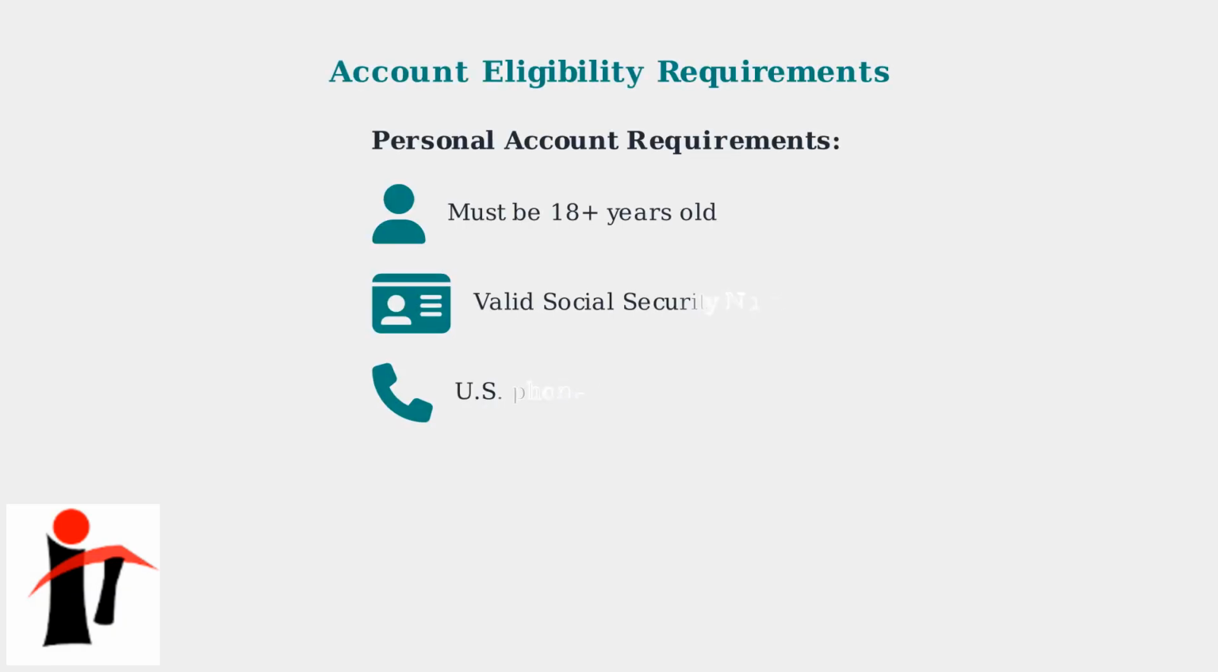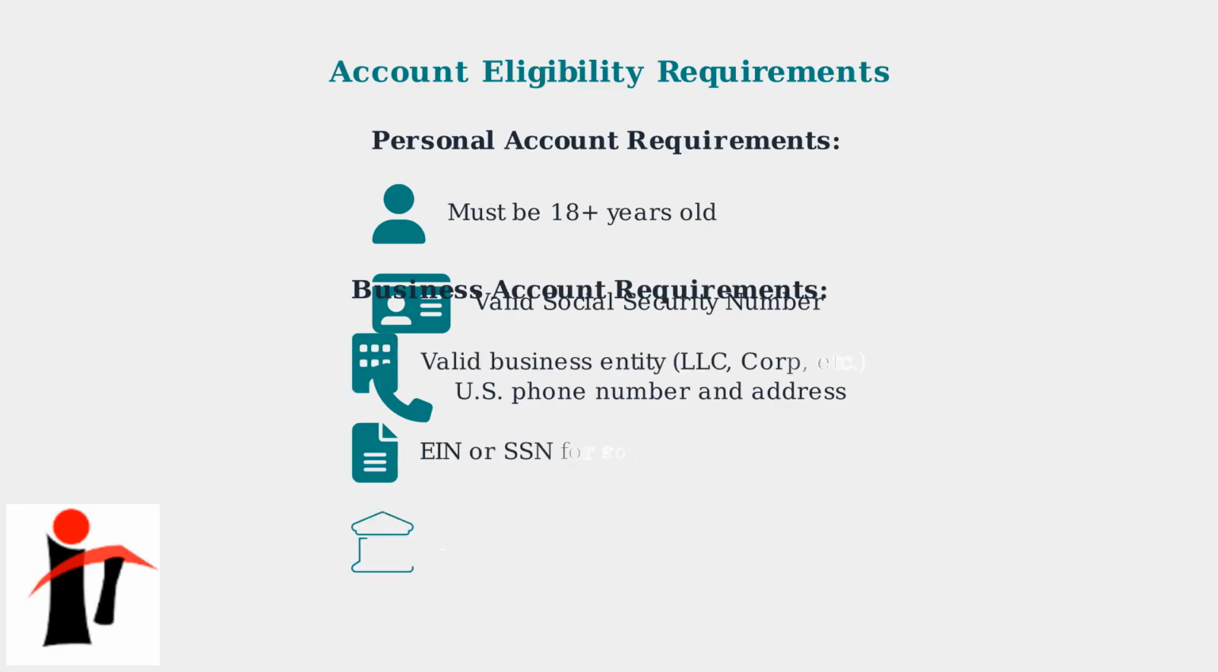Now let's examine the eligibility requirements for each account type. These requirements determine whether you can open and maintain each type of account. Personal Cash App accounts have straightforward eligibility requirements. You must be at least 18 years old, have a valid Social Security number, and provide a U.S. phone number and address for verification. Business accounts have more complex requirements. You need a valid business entity, such as an LLC or corporation, an employer identification number or SSN for sole proprietors, and a dedicated business bank account for verification.